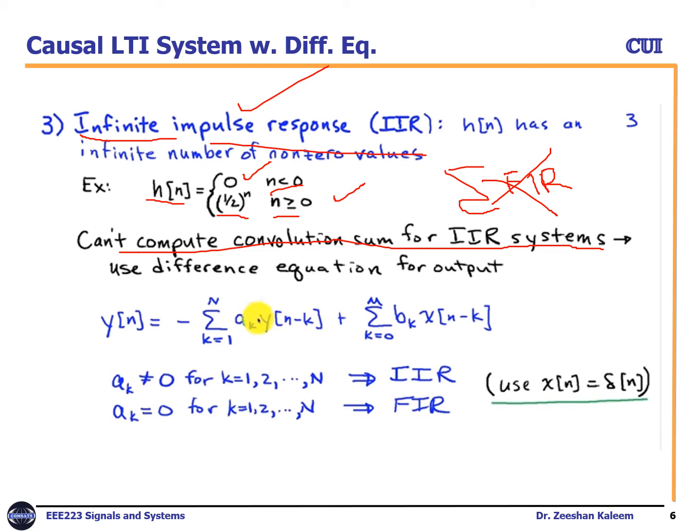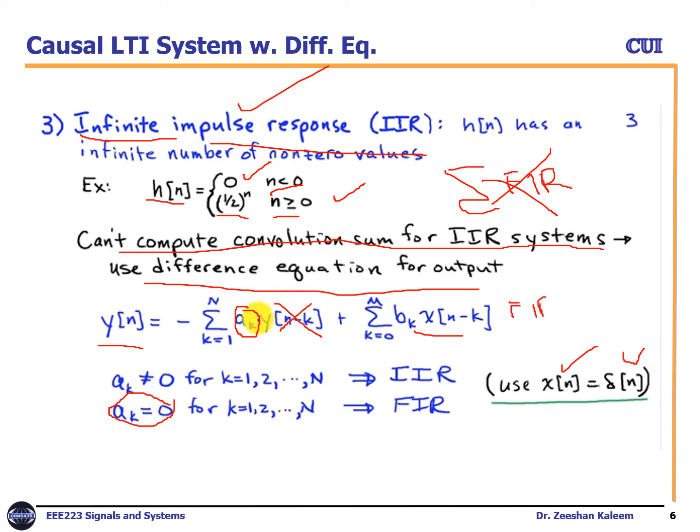So how can we calculate the output in this case? In this case, we will use the difference equation for the output. So this is our difference equation, which we already studied: the sum over k from 1 to N of a_k y[n minus k], and so on. If we input x[n], which is an impulse, you know that for the impulse response you have to input the impulse, delta[n]. So how does it behave? For example, if you put a_k equal to 0, these coefficients are 0. When these coefficients are 0, it becomes a finite impulse response system, right?